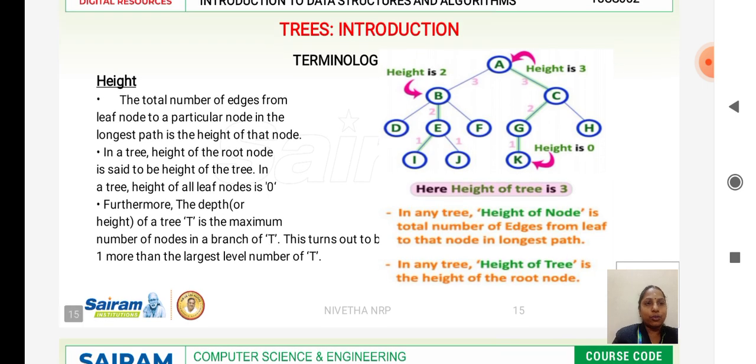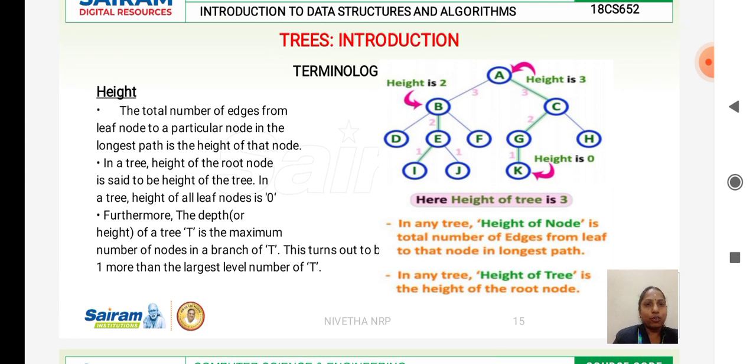Then comes the height of the node. Height of the node is nothing but the total number of edges from that particular node down to a leaf. The leaf node will be at height 0, and the next level up from the leaf node, we say it is height 1, and the next level height 2, and the root node height 3. So I, J, K are at height 0, and D, E, F, G, H are at height 1, and B and C are at height 2, and finally the root node A is at height 3.